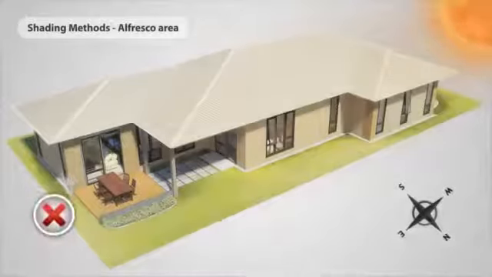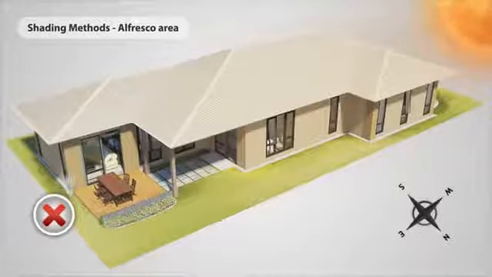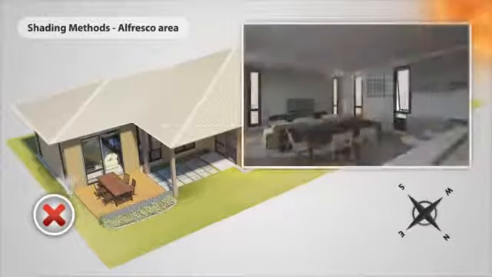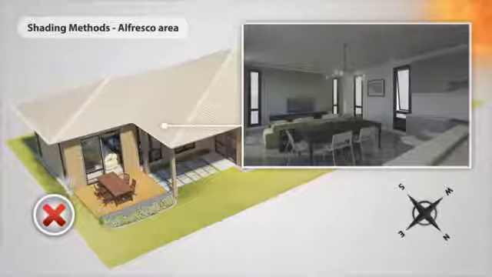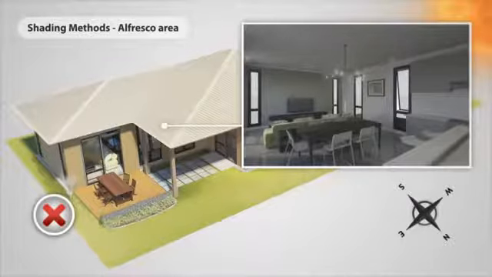Covered open spaces, commonly known as alfresco areas, should be placed on the south side of the house. This leaves the north side open to receive the winter sun. A covered area on the north side means sunlight cannot penetrate into the house, reducing warmth and natural light.